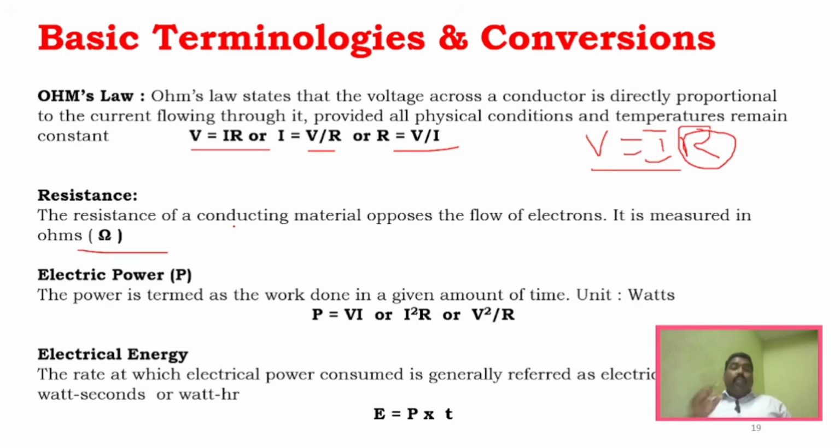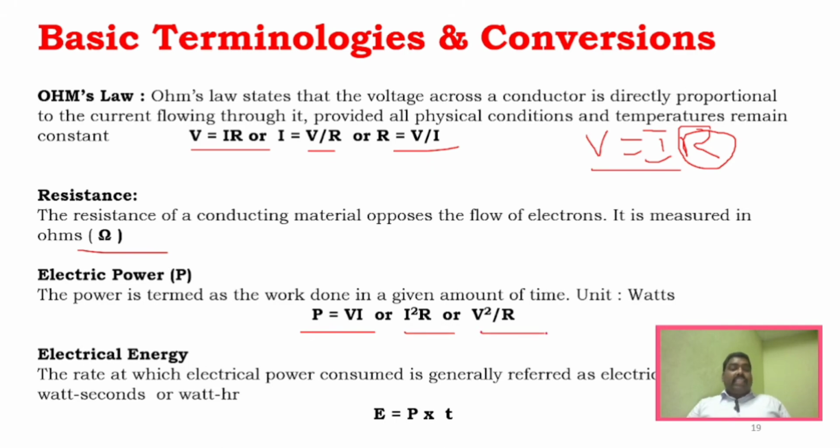When it comes to power, you have to understand the difference between power and electrical energy. Power is termed as work done in a given amount of time, that is the product of voltage and current. That is called power. We can also rewrite it as I square R or V square by R.